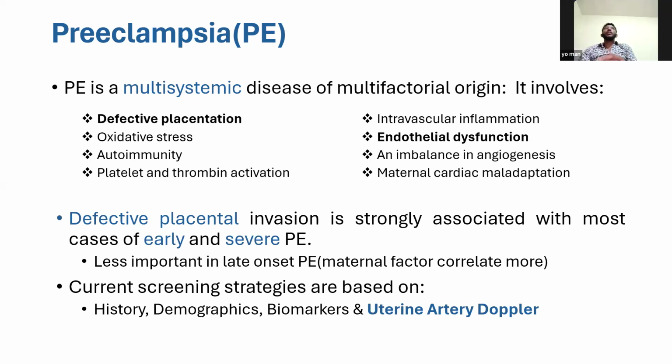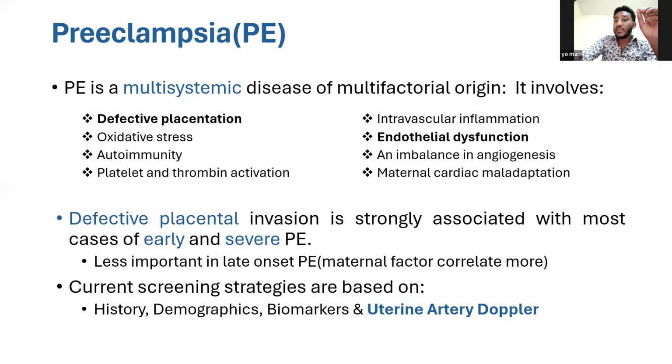When it comes to preeclampsia, it is a multisystemic disease of multifactorial origin. It has different causes, and from those we will focus on defective placentation and endothelial dysfunction. Normal spiral arteries are convoluted and small in caliber, but during pregnancy they must be dilated and the convolution must be straightened.